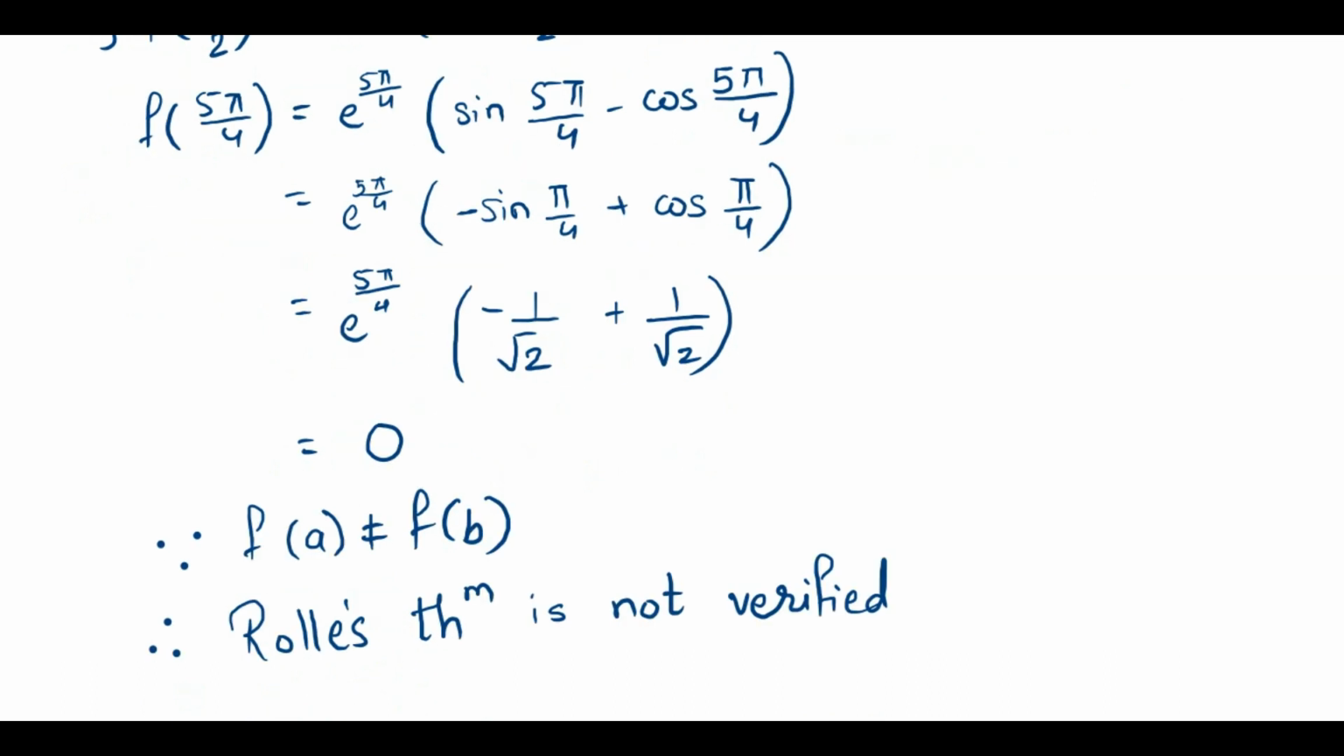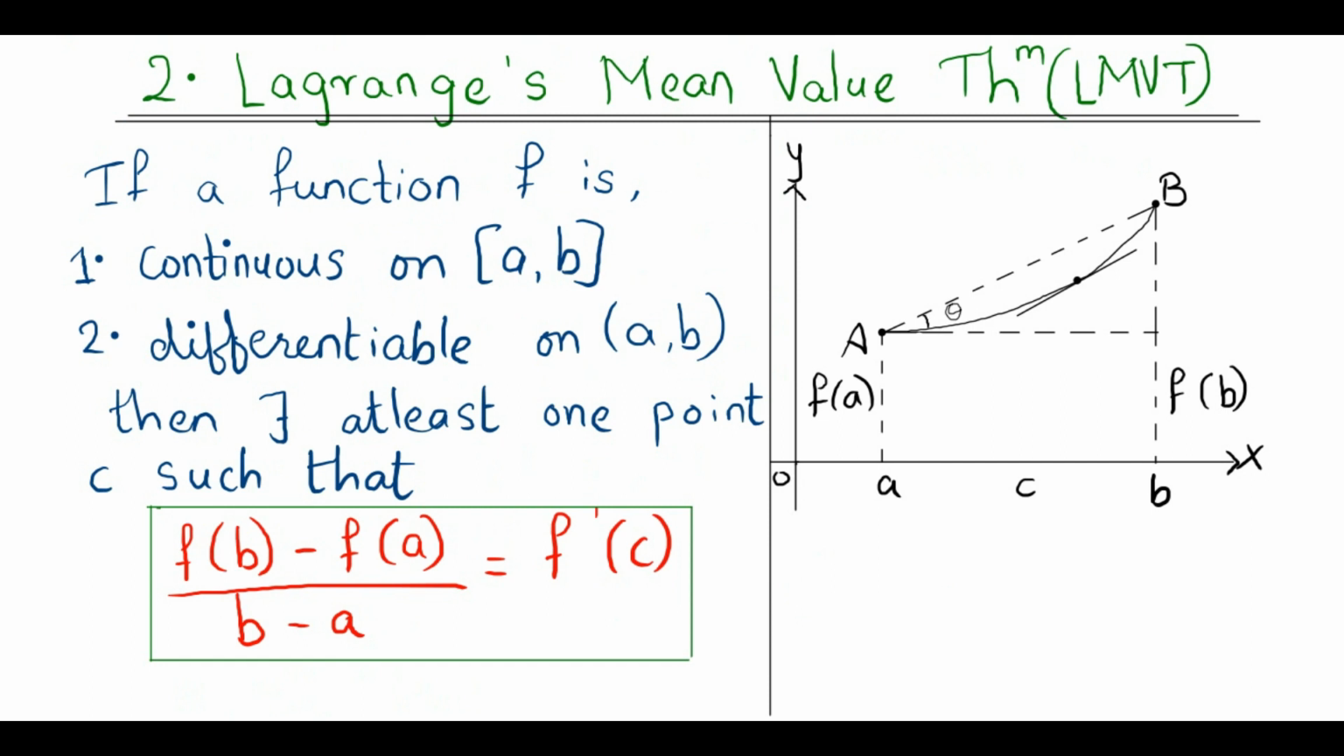Let's now see Lagrange's mean value theorem. Move on to the second part. In Lagrange's mean value theorem, we have the same two conditions as we saw in Rolle's theorem. The first condition is that the function must be continuous on a closed interval a b, and the second is that it is differentiable on the open interval a b. If these two conditions are satisfied by a function f, then there exists at least one point c in a b such that f dash of c is equal to f of b minus f of a upon b minus a.